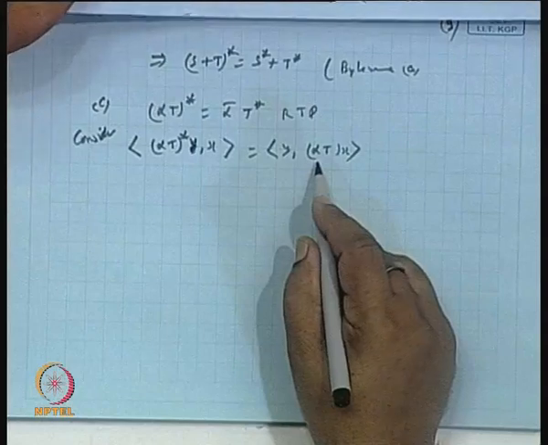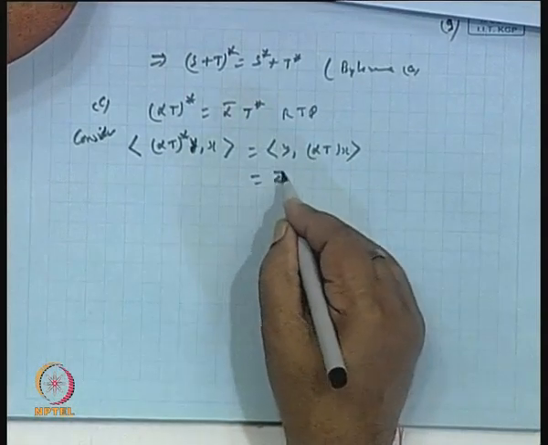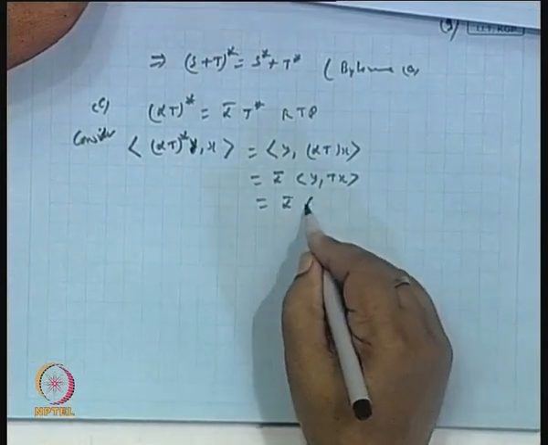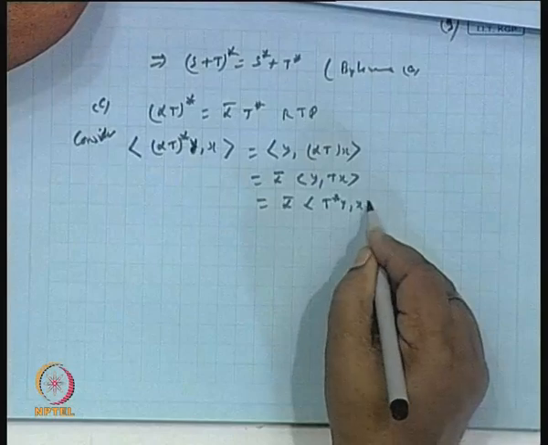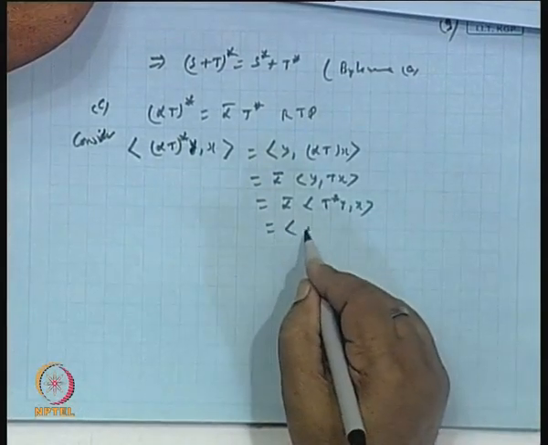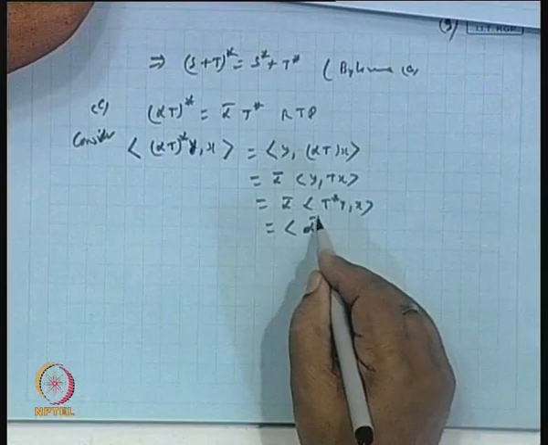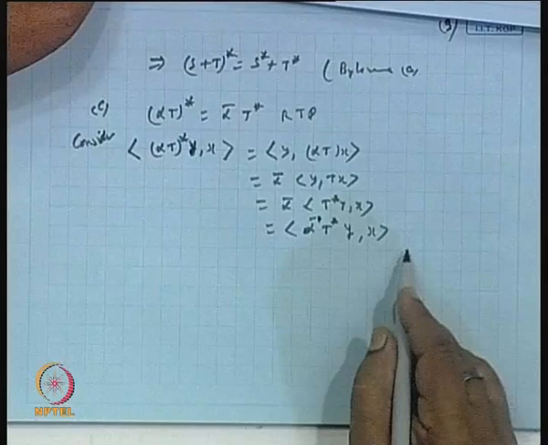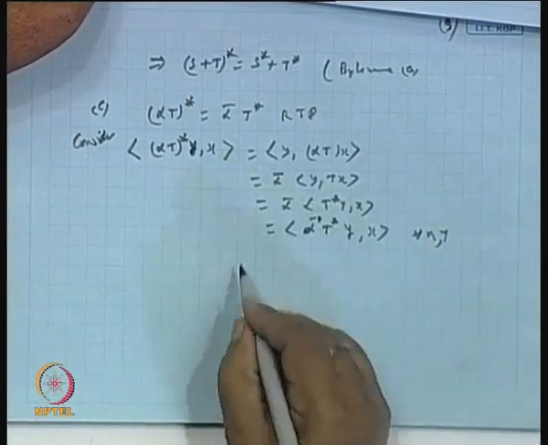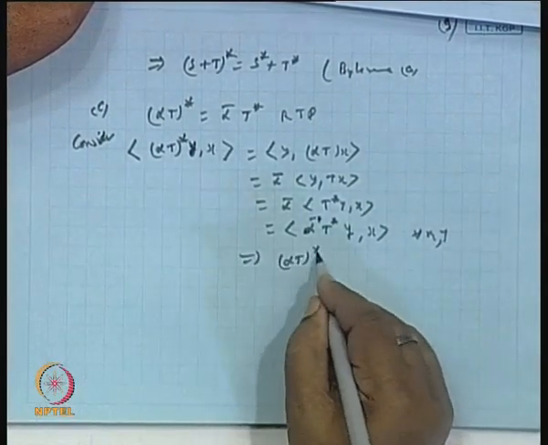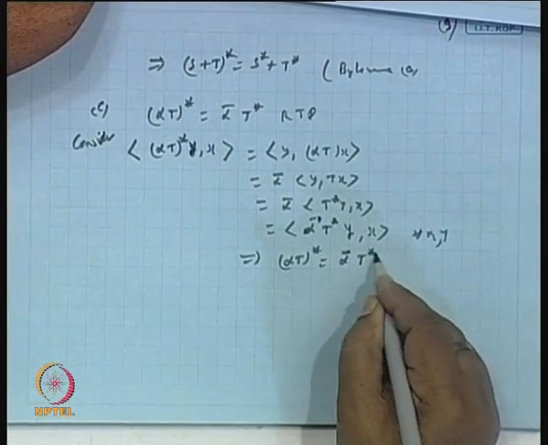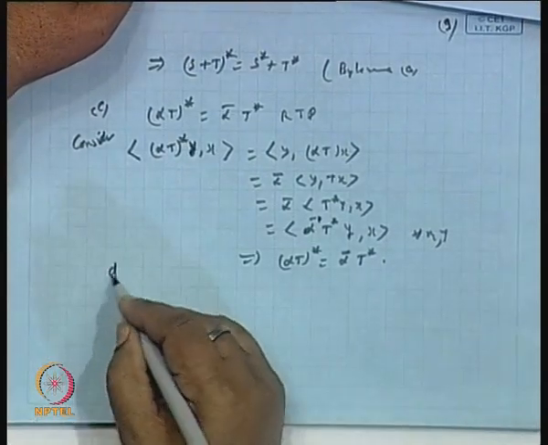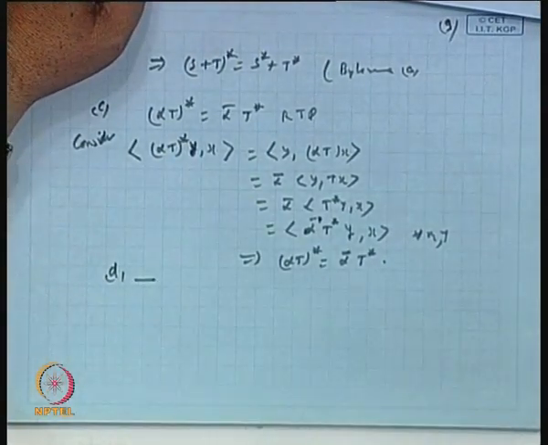But α is in the second bracket, so the conjugate sign will come, and this will be equal to ᾱ (T* x, y). And again this is true for all x and y. So we get from here that (αT)* is ᾱ T*. Similarly, the fourth one, D*, can be computed in a similar way, then no problem.